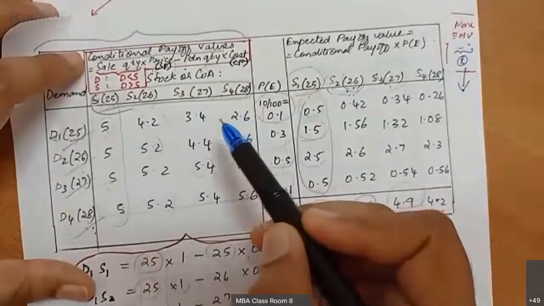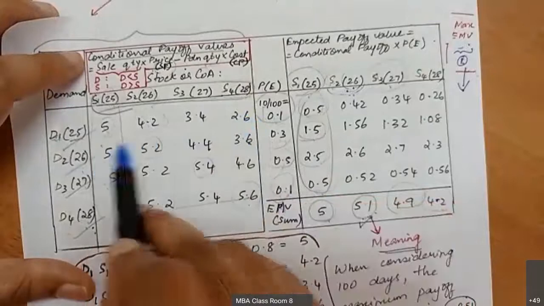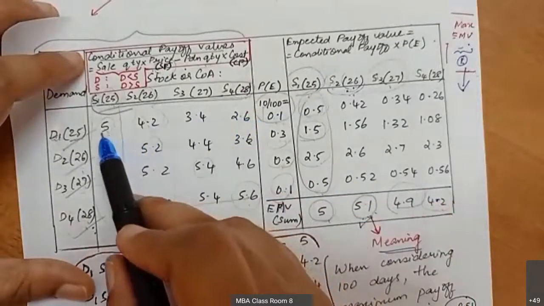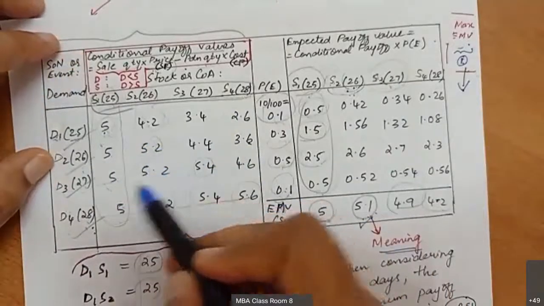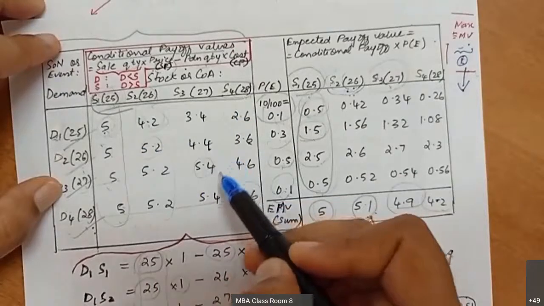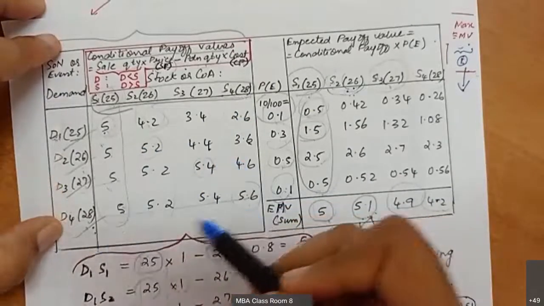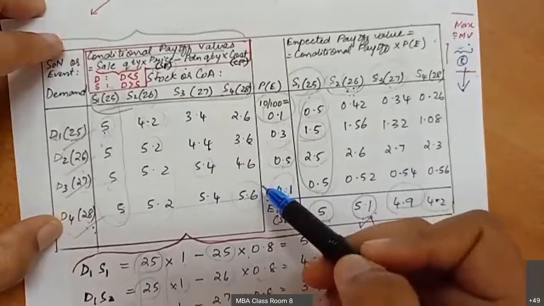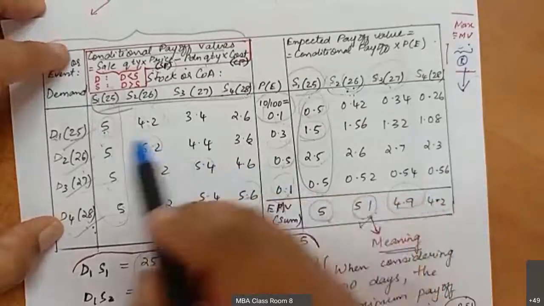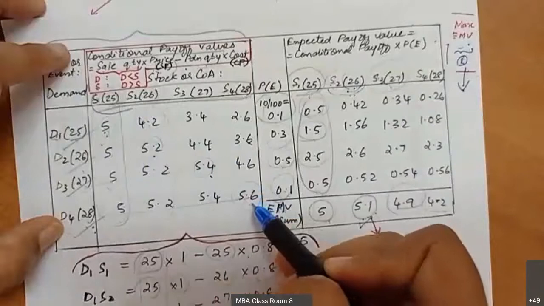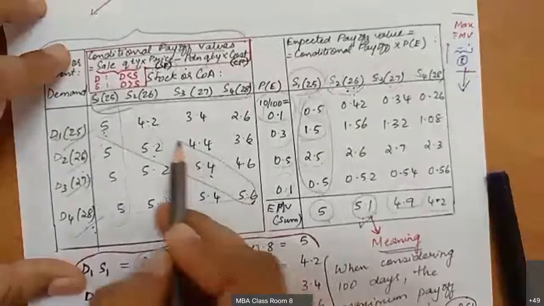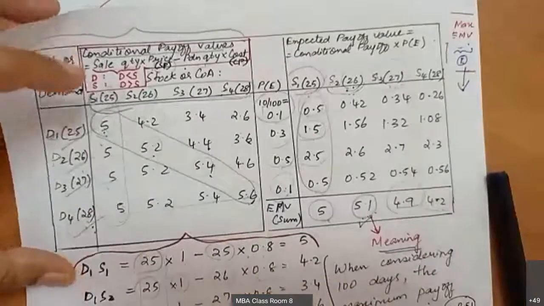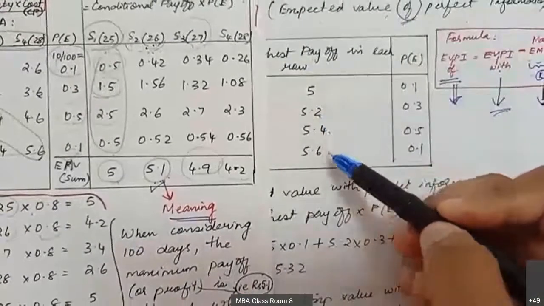So from each row, you take the highest payoff value. First row, what is the highest payoff value? 5. Second row? 5.2. Third row? 5.4. And on the fourth row, the highest payoff is 5.6. Take these values: 5, 5.2, 5.4 and 5.6. It will form a diagonal like this. These are the maximum profit values.